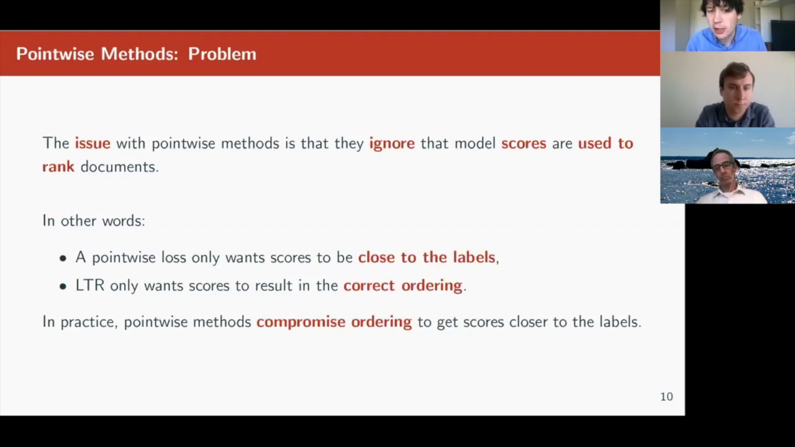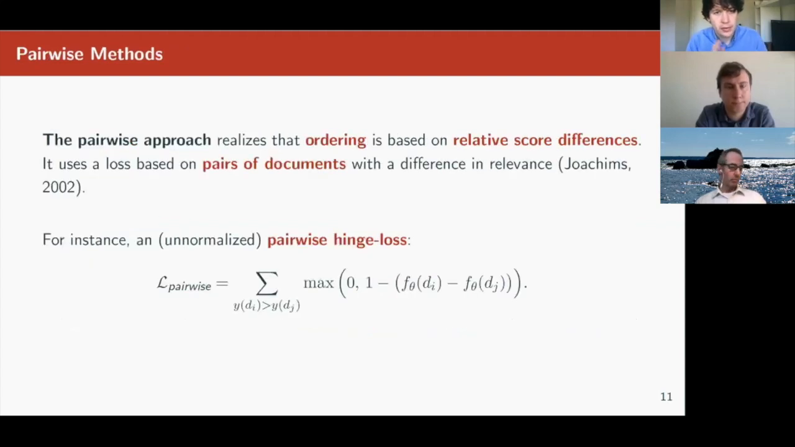And that's not what we want, right? Because ordering is exactly the thing that we're interested in. So as a solution, the first set of what we could call the first real learning to rank approach was the pairwise approach, where they realized that the ranking, or ordering, is based on relative score differences. So you can construct a loss over pairs of documents where there's a difference in relevance.